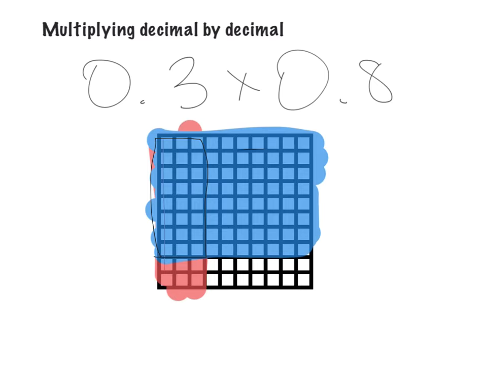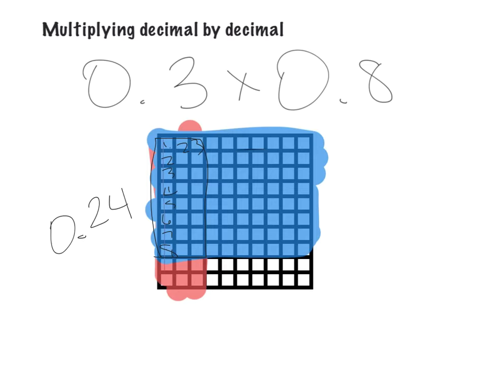So if I were to see, I have 1, 2, 3, 4, 5, 6, 7, 8, and then 1, 2, 3. So I have an 8 by 3, which we know 8 times 3 is 24. But since each square is a hundredth, that means it's 24 hundredths, or 0.24.